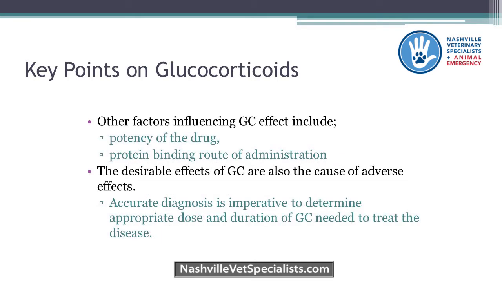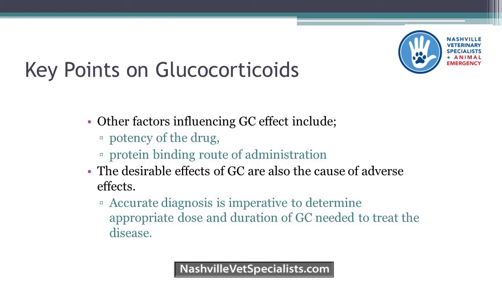Some other really big factors influencing the effect of steroids would be potency of the drug, and we'll talk about that a little bit later on. Protein binding, for example, so an animal with a low serum albumin is going to be more susceptible to toxic effects of steroids. And then, of course, route of administration is very important. So oral steroids are typically rapidly absorbed, while the parenteral versions are usually insoluble. They're released slowly, and therefore they're going to have a much more significant effect on the adrenal axis.